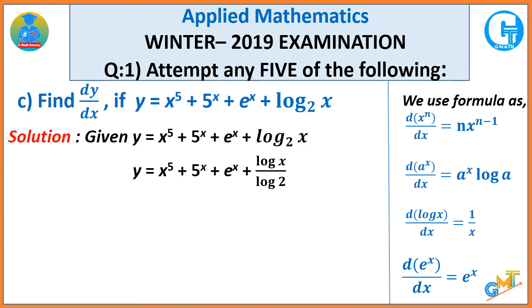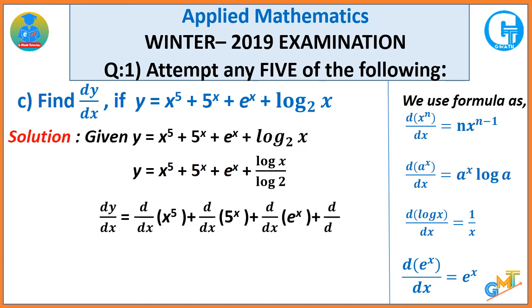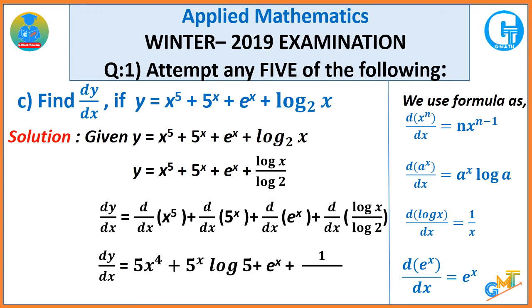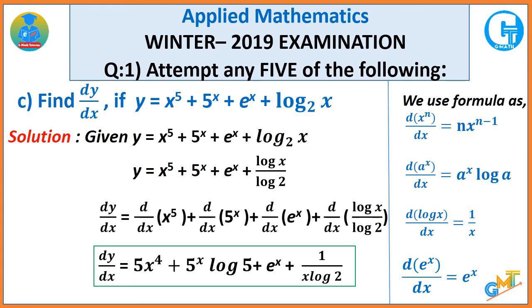We use these formulas and find the derivative of y, that is dy by dx is equal to d by dx of x raised to 5 plus d by dx of 5 raised to x plus d by dx of e raised to x plus d by dx of log x upon log 2. Using the formulas, we get dy by dx is 5x raised to 4 plus 5 raised to x into log 5 plus e raised to x plus 1 upon x into log 2, where log 2 is constant, so it is written as it is. And this is the required solution.